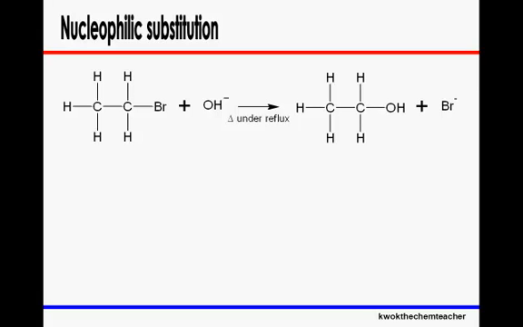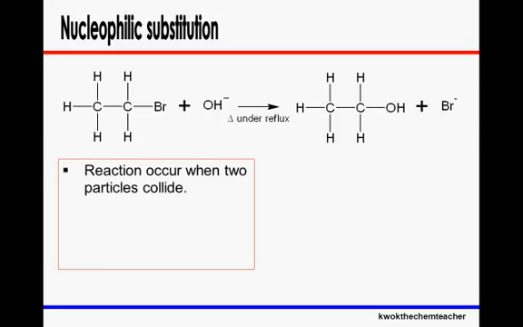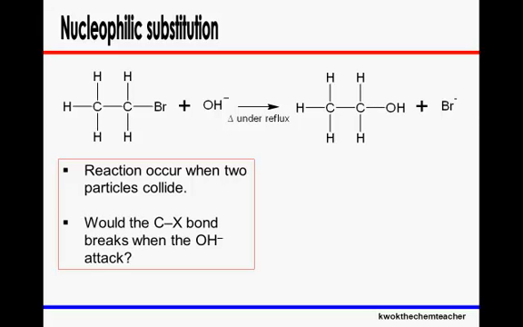The curious question is, how does this substitution reaction take place? We have started out with two reactants, one the bromoethane molecule and the other the hydroxide ion. So it's natural that we would expect the reaction to take place when two particles collide with each other. Now, this collision happens at the same time, so would it be possible that the carbon-halogen bond actually breaks when the hydroxide ion attacks it? So it happens something like this: when the hydroxide ion attacks, the carbon-halogen bond breaks.